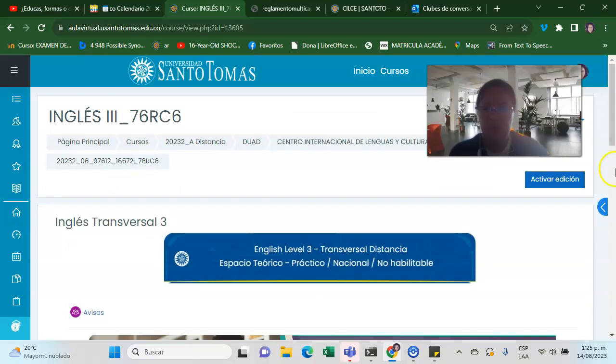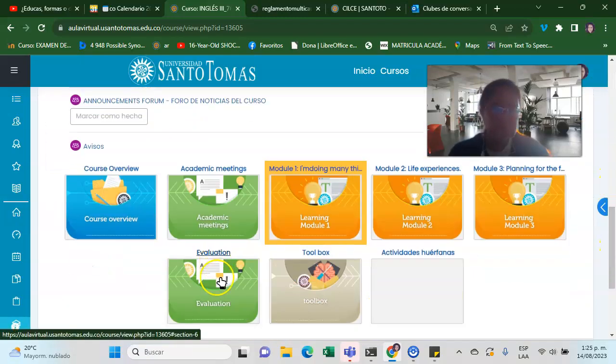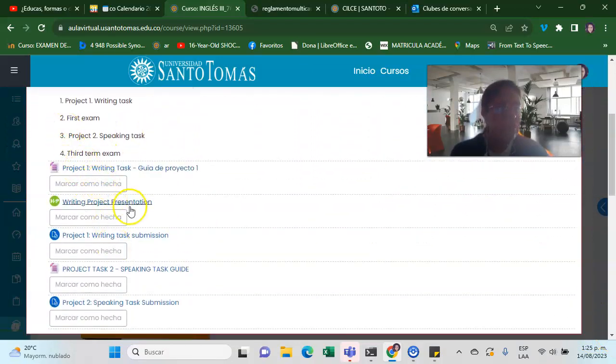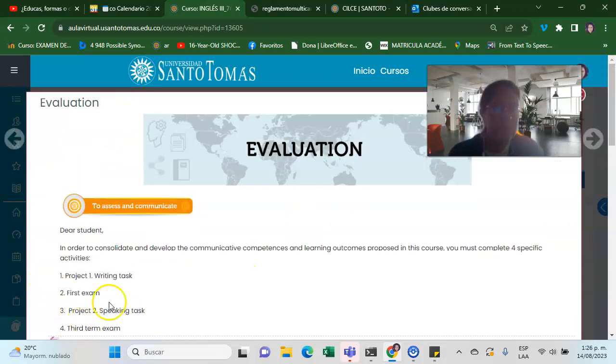And finally, in the section evaluation, you're going to find your projects, how to work on your projects, your writing project and your speaking project. In the following weeks, we are going to work on this activity, and then we're going to verify the speaking tags. And also in this section, evaluation, the exams are going to be here. Obviously, at that moment they are not available because we are editing them. So please don't worry.